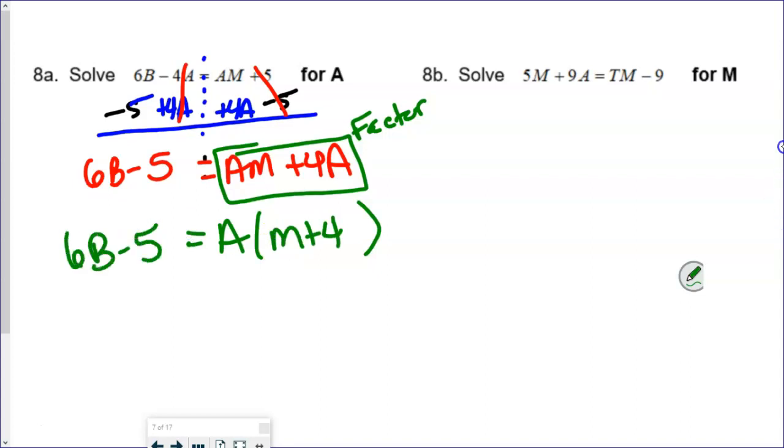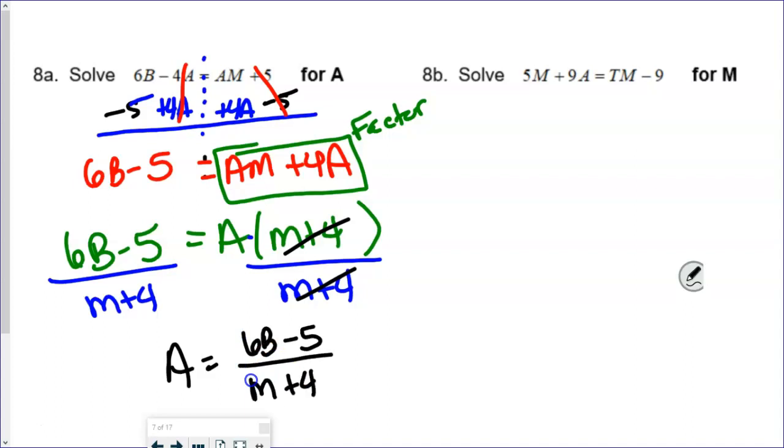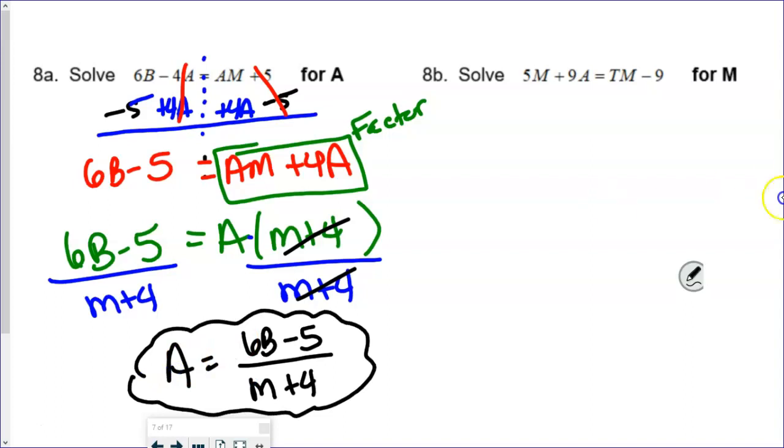All right, almost home free. Last step is we're going to divide. So this m plus 4 quantity is going to be divided to the other side. And again, there's nothing to simplify. So these are kind of refreshing in a way where you don't have to do a ton of work. A equals 6b minus 5 over m plus 4. If you decided to collect your like terms to different sides than I did, you're going to have an equivalent but totally okay answer choice.